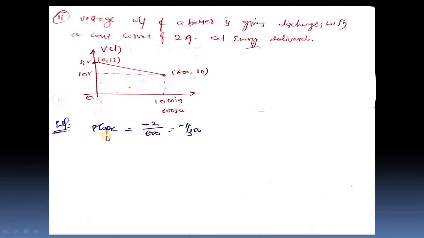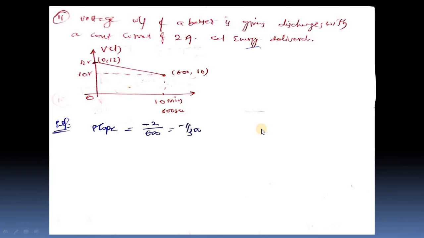The formula for slope is the difference of y coordinates divided by the difference of x coordinates. The difference of y coordinates is minus 2 and the difference of x coordinates is 600 seconds. So here the slope is falling, that's why it is negative. So minus 1 by 300, that is the slope. And this is a straight line.